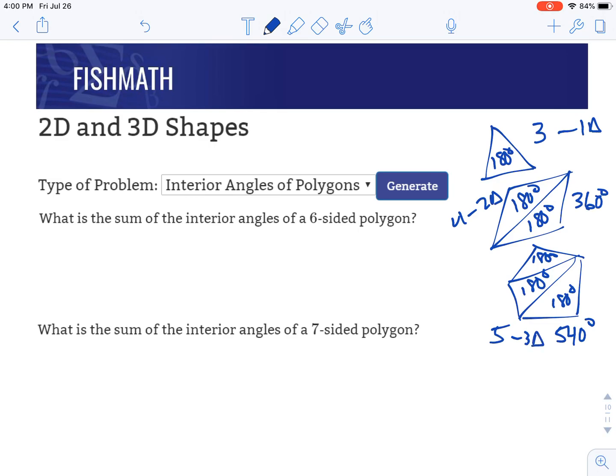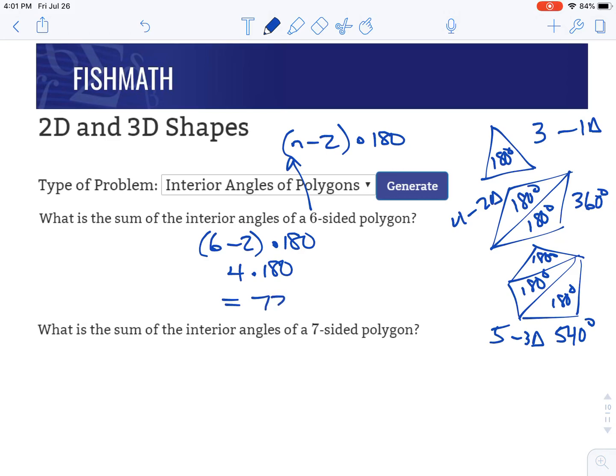So our formula for this is just take the number of sides n, subtract 2 from it, and do that times 180, and you'll get the total of the interior angles of any polygon. So for a 6-sided polygon, we just take 6 and plug it in for n. So it would be 6 minus 2 times 180. So that would have 4 triangles inside, which would be a total of 720 degrees. That's all we have to do for that.